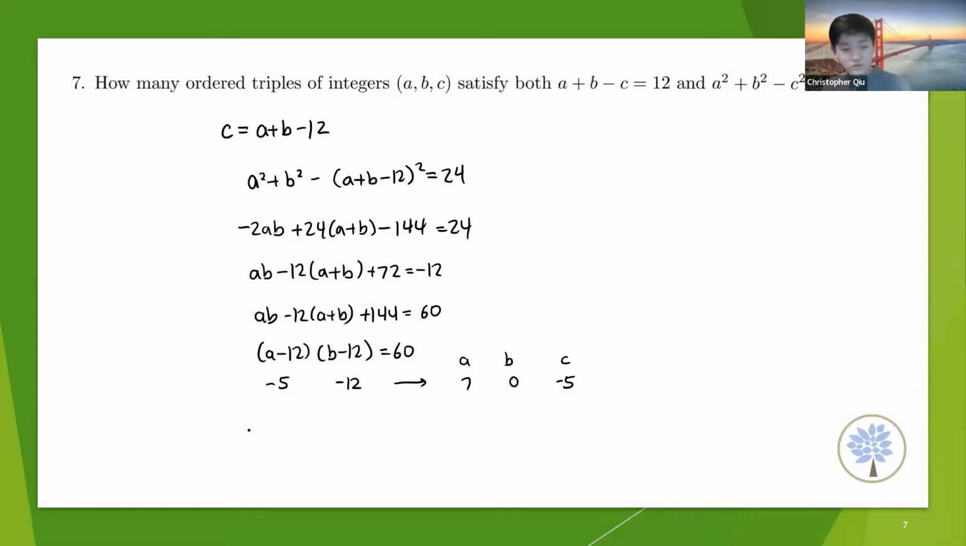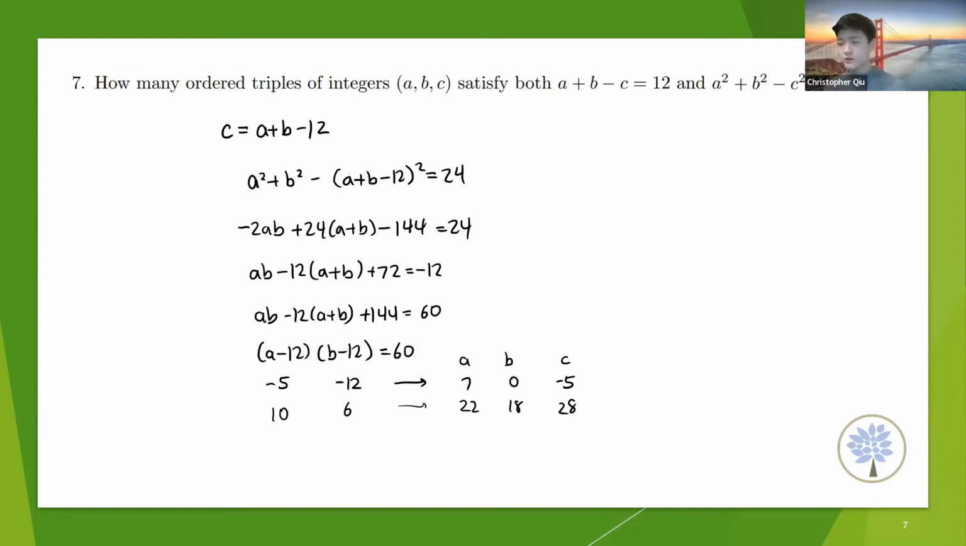So we can do this for any other pair of integers that multiply to 60. And also we can do this for 10 and 6. This would give us 22 and 18. And then a plus b minus 12 would be 28. And this would be another solution.